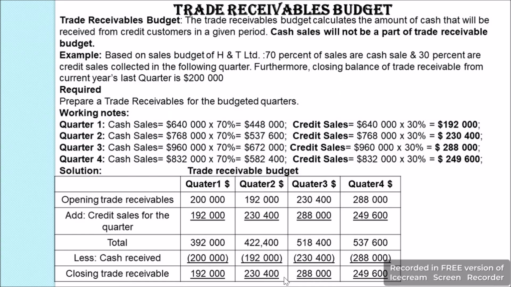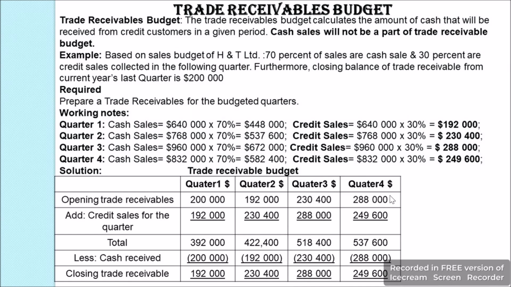We get the closing trade receivable as $230,400 for the second quarter, and this will be the opening trade receivable for the third quarter. Then to this we add the credit sales for this quarter, which is $288,000. We get the total as $518,400. From there we subtract the cash received, which are the credit sales for the second quarter, which is $230,400. We get the total as $288,000 as the closing trade receivable for the third quarter.